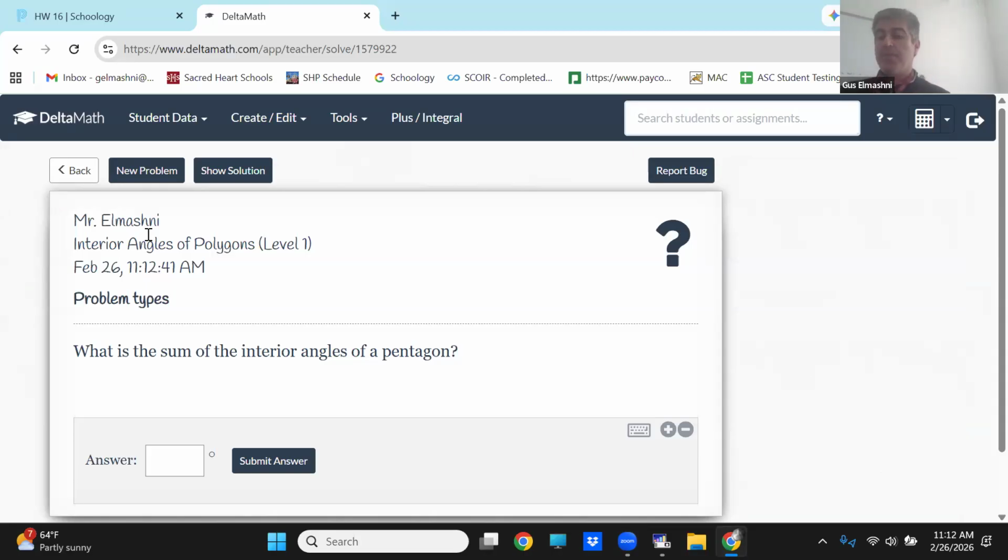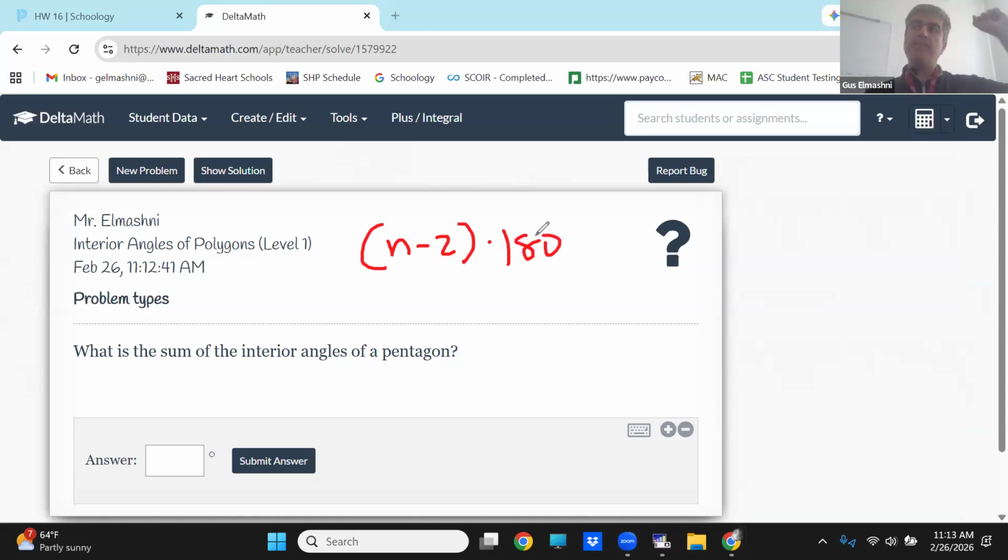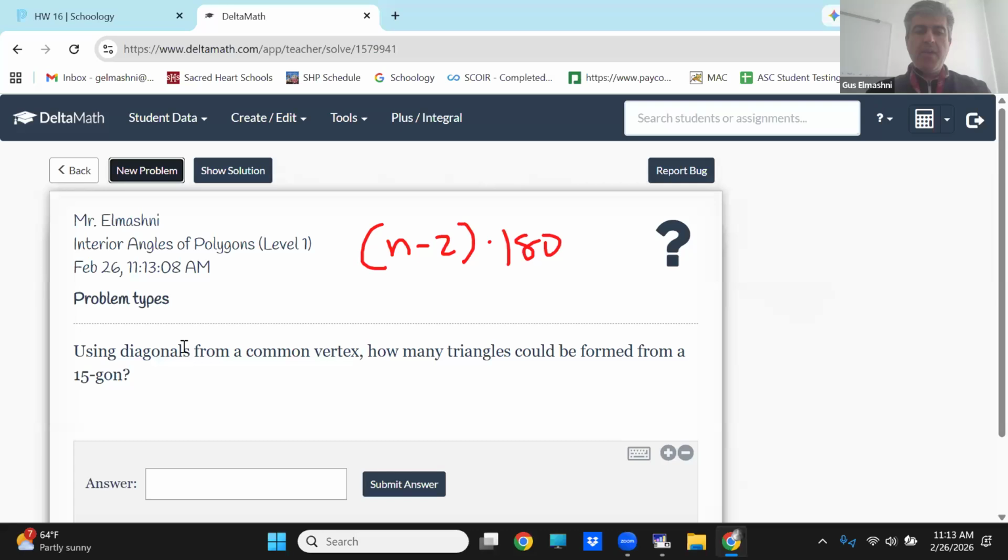Like, hey, what are some of the interior angles of a pentagon or whatever, right? Now, in case you guys forgot the formula, it's this. That's the formula. And penta means how many sides? Five. Five, and just plug in five, and you're good. You get 540. Or if I do another problem, this one using diagonals from a common vertex.